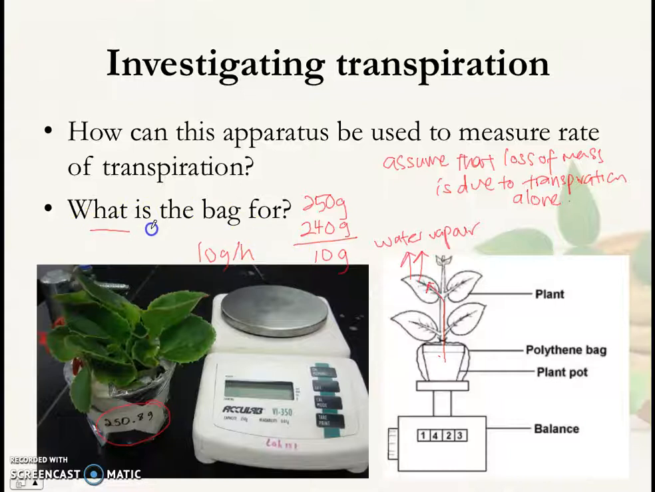Now then, what is the bag for? Well, the bag wrapped around the soil, again, it plays a similar role to the layer of oil. It prevents evaporation of water. Okay, you can imagine if the bag wasn't there, then water can just leave the soil by evaporation, and that would result in a loss of mass not due to transpiration. However, this experiment only works if the loss of mass is due to transpiration alone.